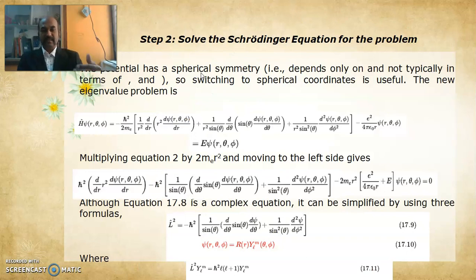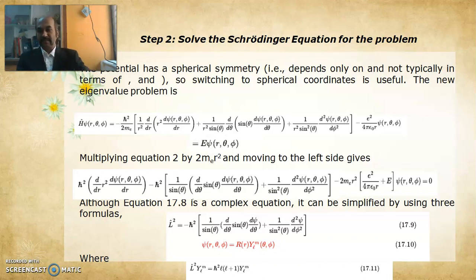Step 1 was defining the Schrodinger equation. Step 2 is solving the Schrodinger equation for the problem. The potential has a spherical symmetry, that is, it depends only on r and not on theta and phi. So switching to spherical coordinates is useful.